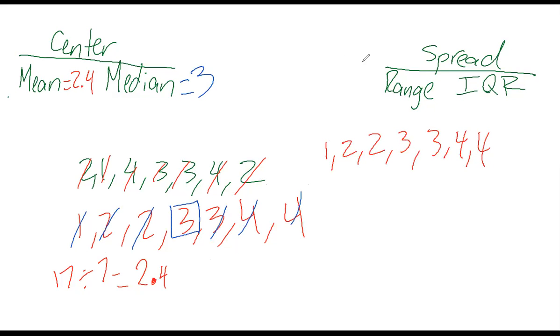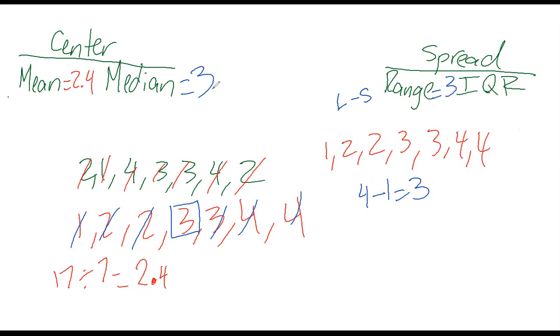To find the range, we subtract the largest minus the smallest. So I would take 4 minus 1, which gives me a range of 3. So that tells me that the distance between my largest number and my smallest number in the data set is 3. That's helping us see how spread apart my numbers are. My largest and smallest number are 3 apart.